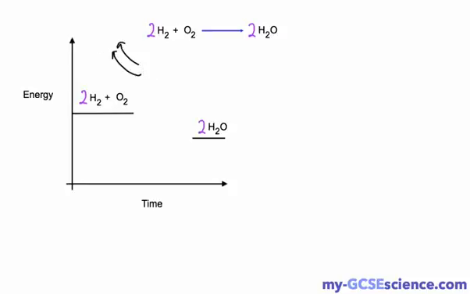Now there is another bit of this graph that you often see, and that's the bit that looks like this, and this part of the graph represents a little bit of energy that's actually gone into the reaction to get it started off, and that energy that goes in to start the reaction off is called the activation energy. So this part of the graph here, the little bump, represents the activation energy. That's the energy that's gone in to start the reaction off.